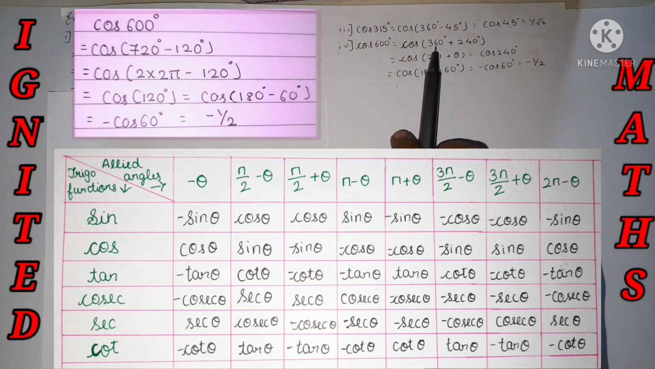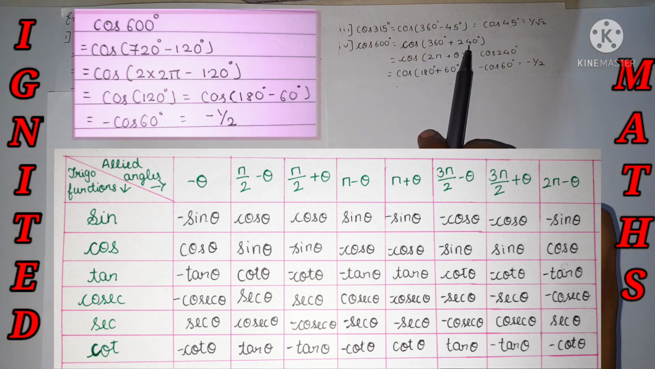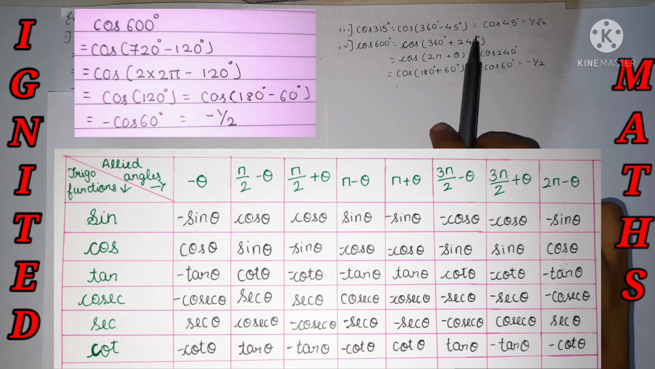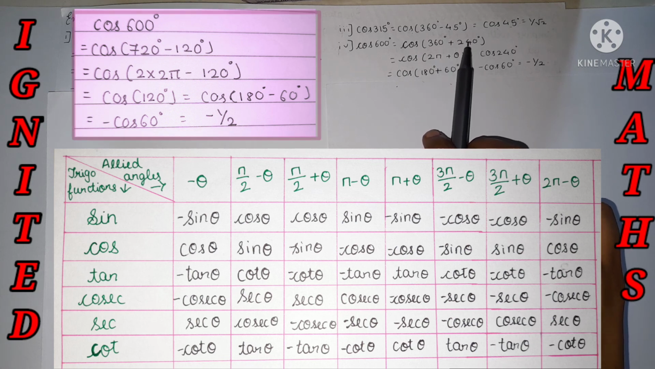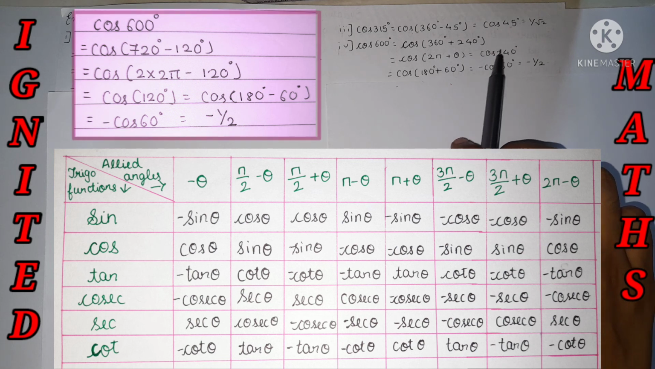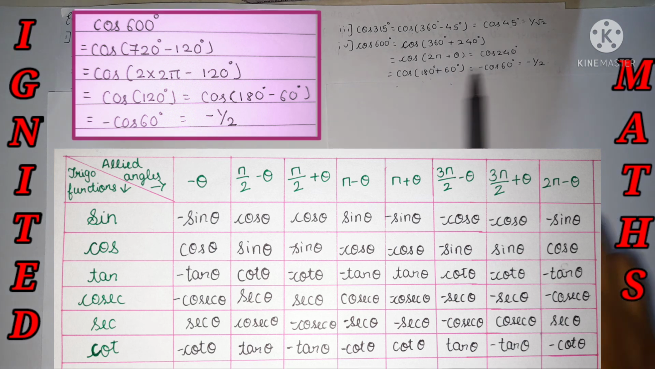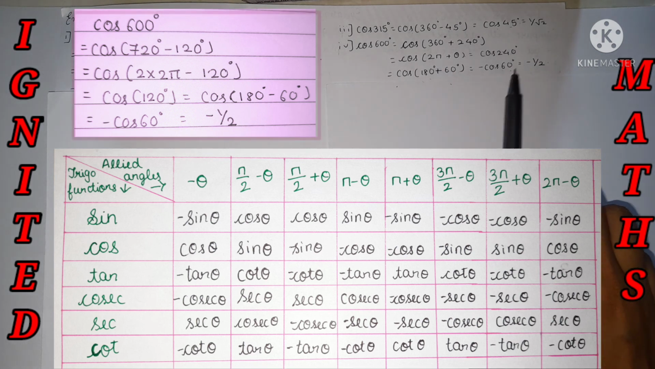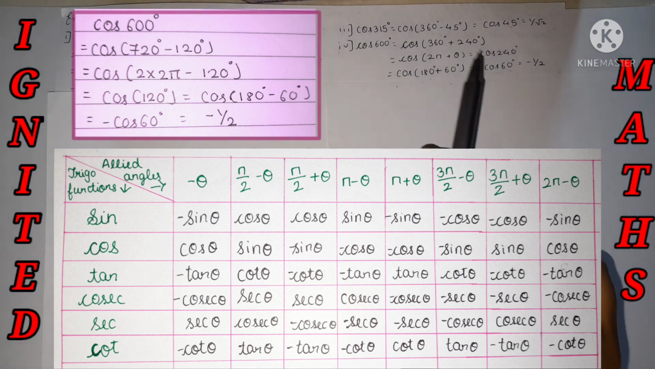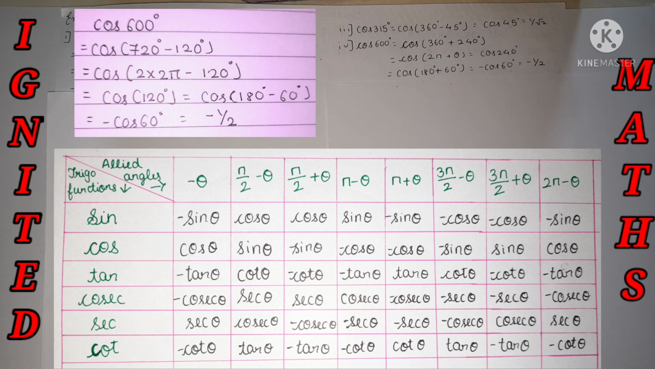So take a multiple of 360 degree plus 240 degree. Over here 240 is my theta, and cos of 2 pi plus theta is nothing but cos theta. 240 degree is nothing but 180 degree plus 60 degree. Pi plus theta gives minus cos theta, and cos 60 is equal to 1 by 2. So minus 1 by 2, I have written.